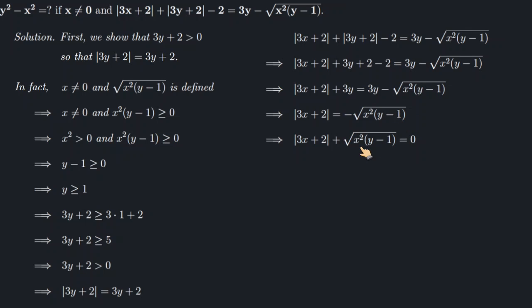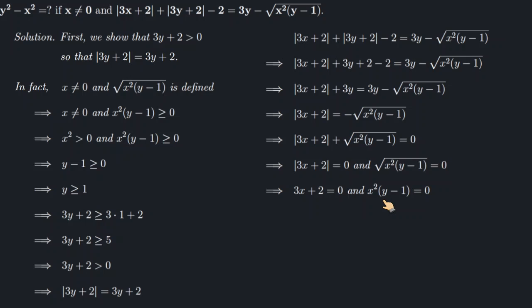Since the two terms on the left-hand side are non-negative, and the sum of the two non-negative terms is equal to 0, both terms must be 0. Moreover, the absolute value of an expression is equal to 0 implies the expression is equal to 0. And the square root of an expression is equal to 0 means the expression is equal to 0.